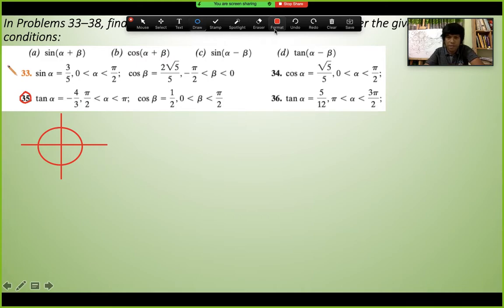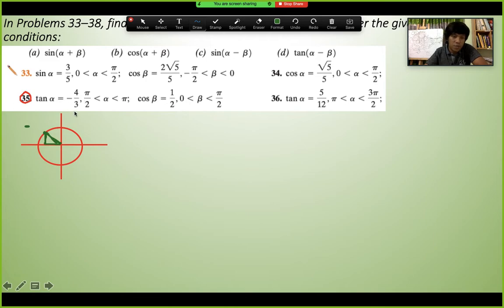Anyway, let's say this is our circle. So theta, the angle, is between pi by 2 and pi. That means somewhere here. So this will be like this and like this and like this. This will be the angle here, somewhat like this. And then let's make this line a little bit thin so that we can write it.